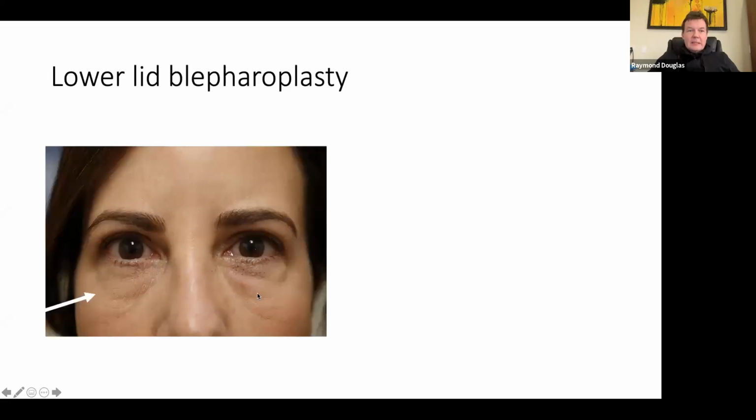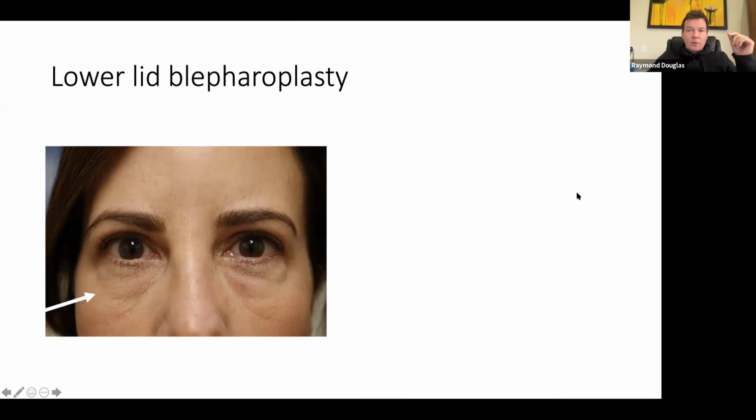So this is an example, at least to start the discussion, about lower eyelid blepharoplasty. Lower eyelid blepharoplasties are kind of complicated because it's when the fat around the eye begins to push forward and underneath the eye, causing fat bulging. A lot of times this can also be fluid too.